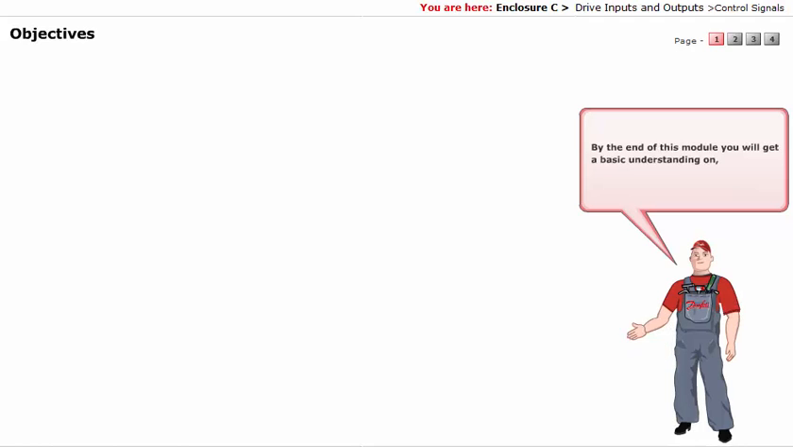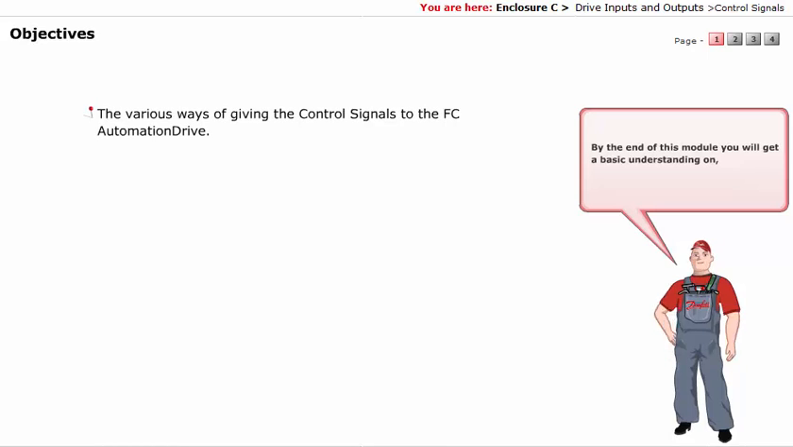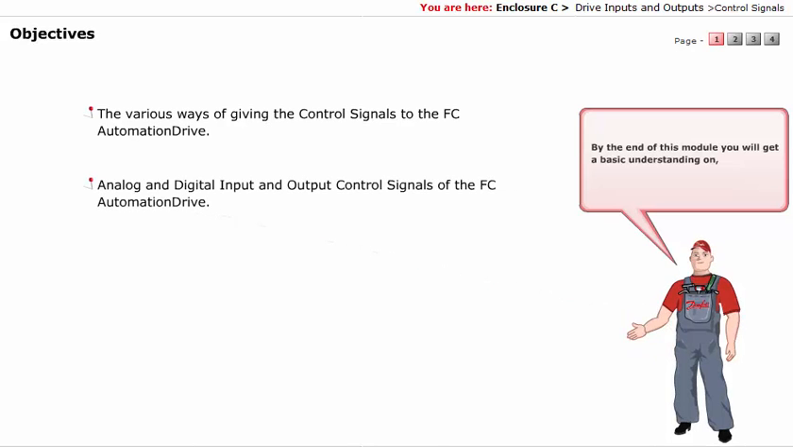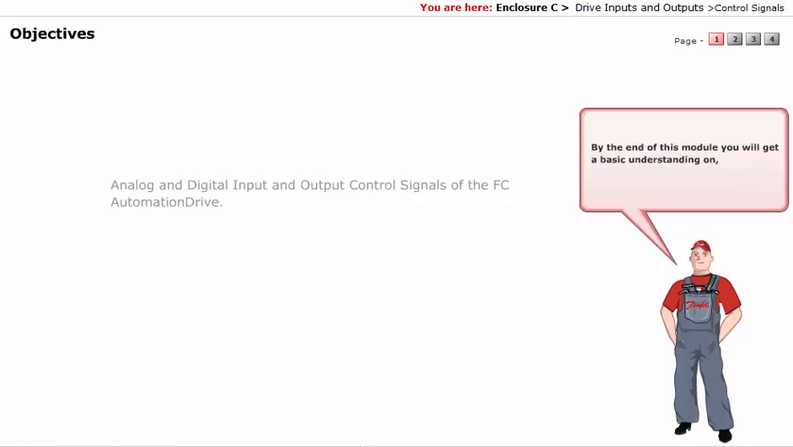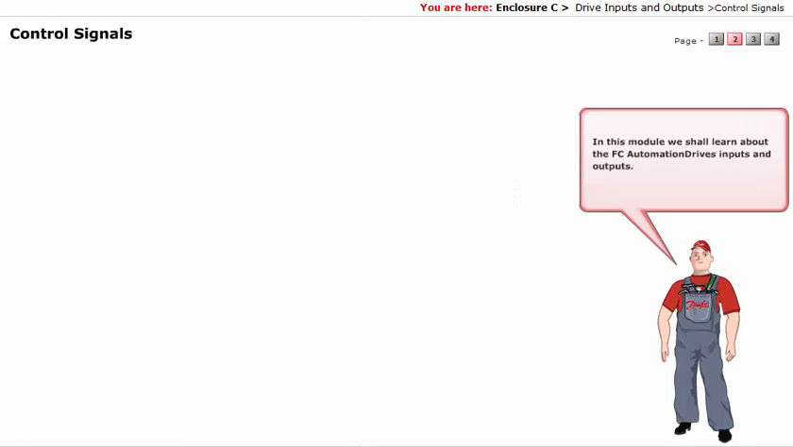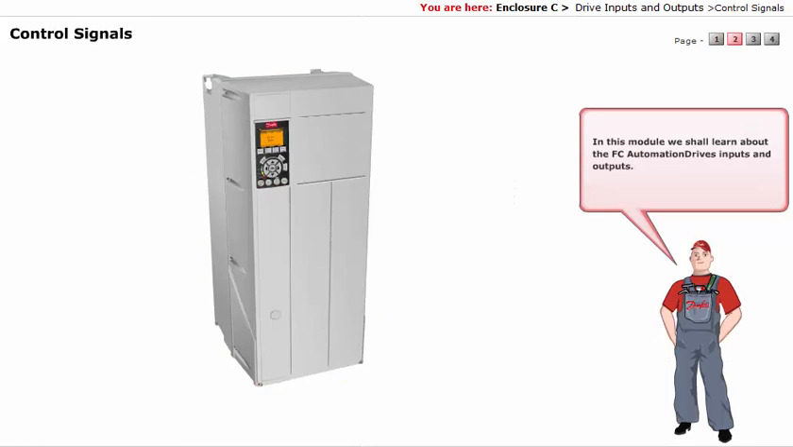By the end of this module, you will get a basic understanding of the various ways of giving control signals to the FC automation drive, including analog and digital input and output control signals. In this module, we shall learn about the FC automation drive's inputs and outputs.